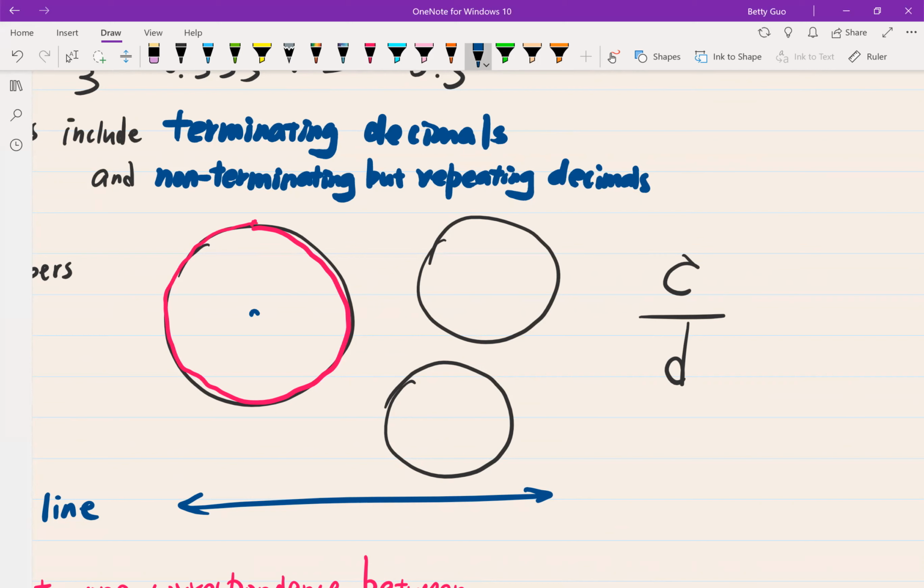What is the diameter? This is the center of the circle, right? The diameter is the length of this chord, the chord passing through the center. This is the diameter. So no matter what the size of the circle, the ratio of the circumference and the diameter is a constant.